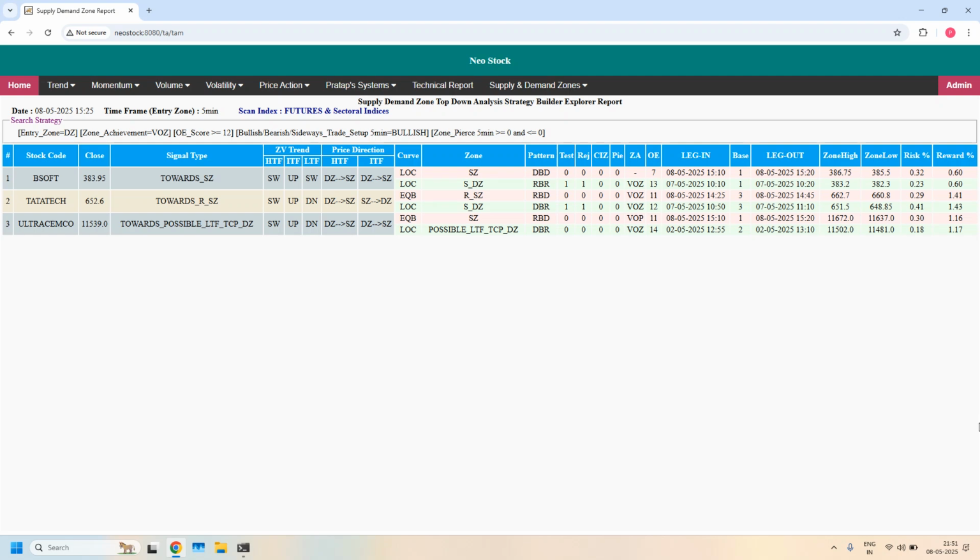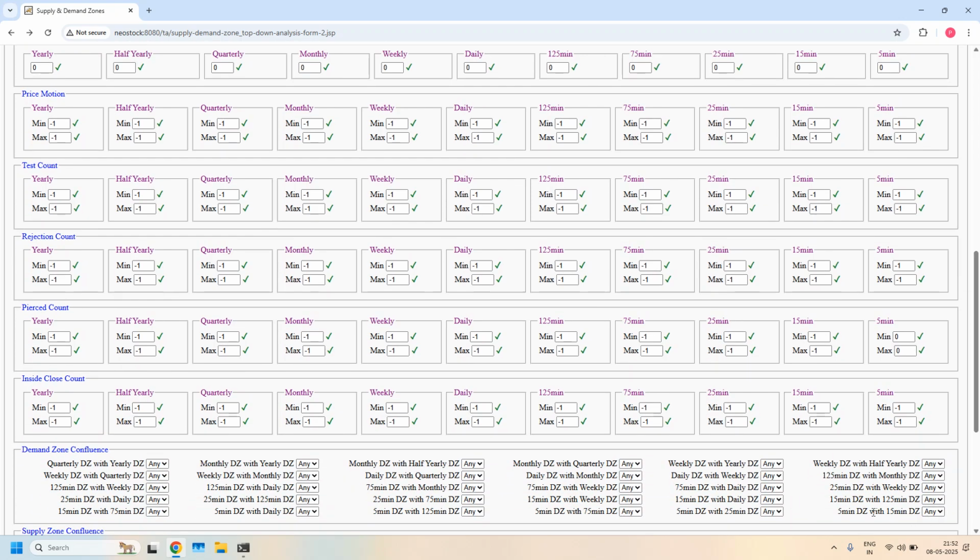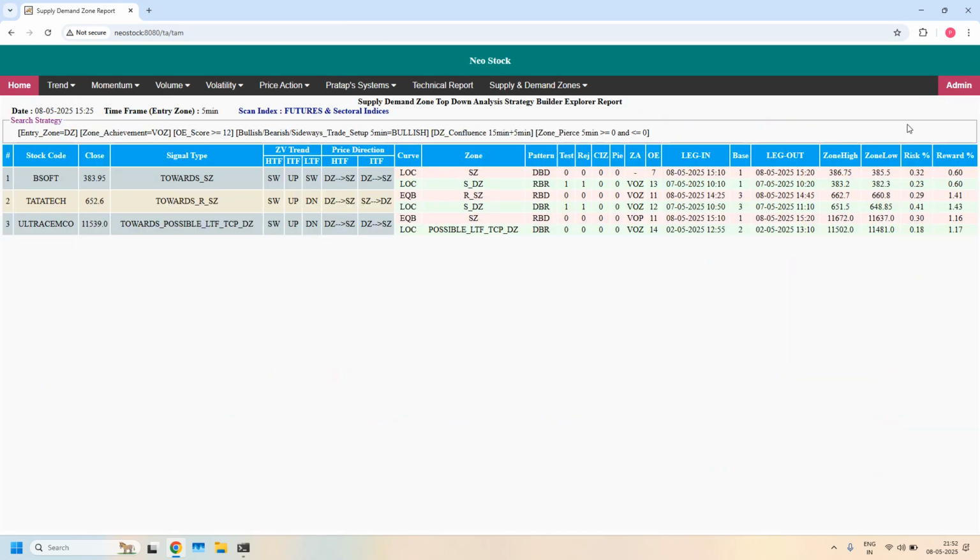Let's check out of these 3 how many are having ITF demand zone confluence. That is 5 minutes and 15 minutes demand zone confluence. I'm enabling this filter. All 3 are filtered. That means all these 5 minutes demand zones overlapped with 15 minutes demand zone.